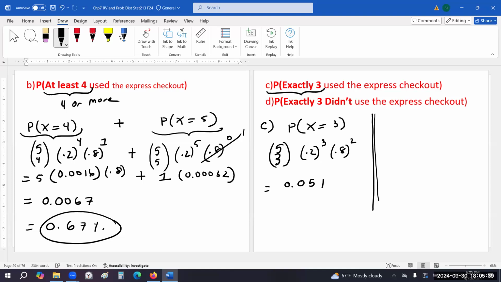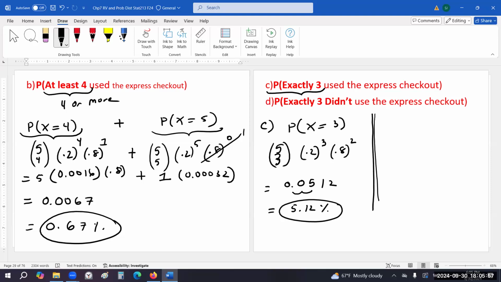0.0512. So 5.12% chance. 5.12% probability that exactly 3. 5% only? It's very low.